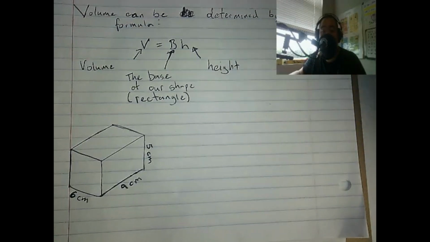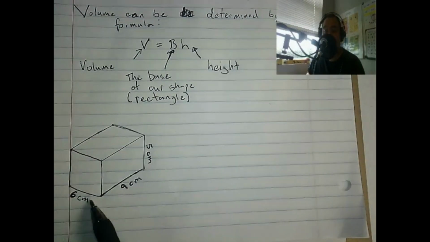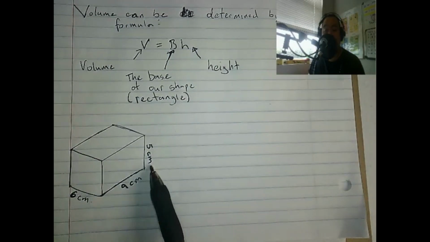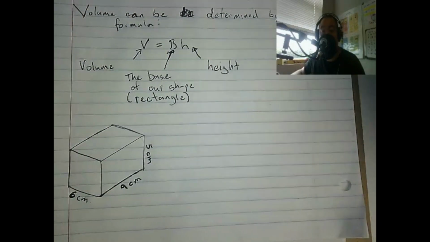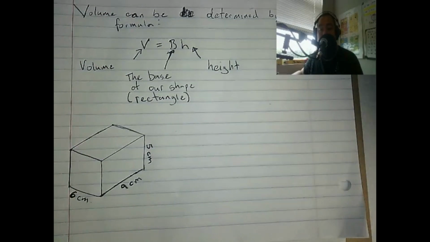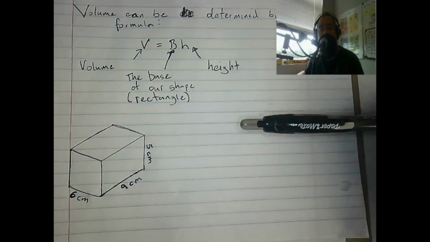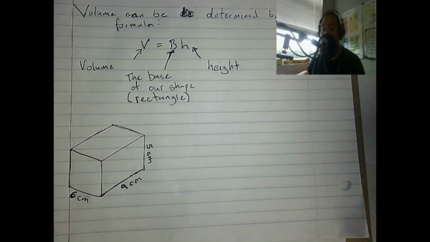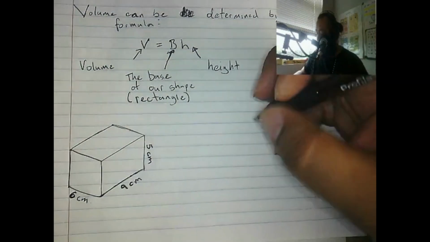Alright guys, so here we have an example of a rectangular prism and all the different dimensions of our rectangular prism. So we have 6 centimeters down here, 9 centimeters right here, and 5 centimeters going up and down. So when I'm working on these kind of problems, I like to set up step by step what I need to do. So I'm going to draw a little table over here to help me figure out all the different steps I need to do to figure out the volume of rectangular prisms.